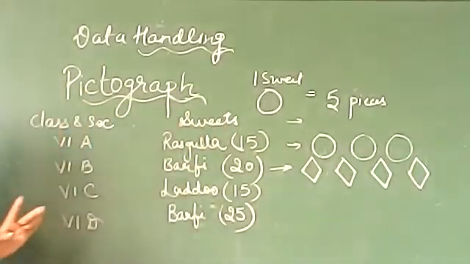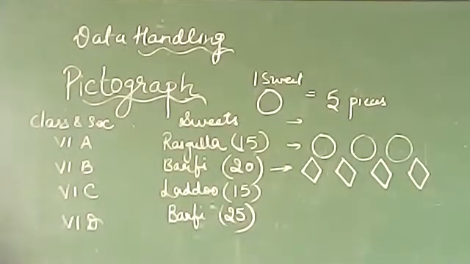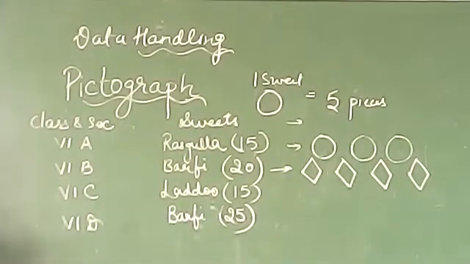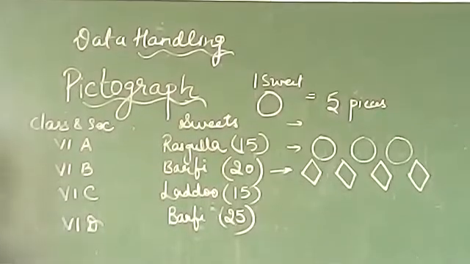Fine. So this is all about barfi now. So you want barfi. Barfis are 20. So we have taken one picture to represent 5. So we have taken 4 sets of barfi.